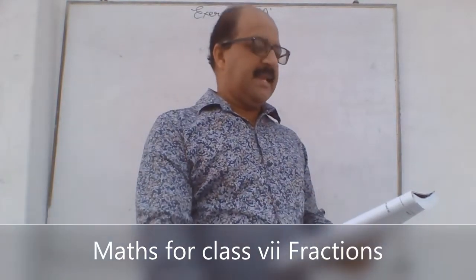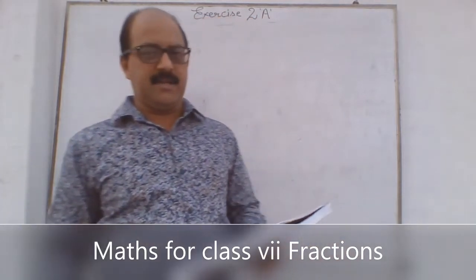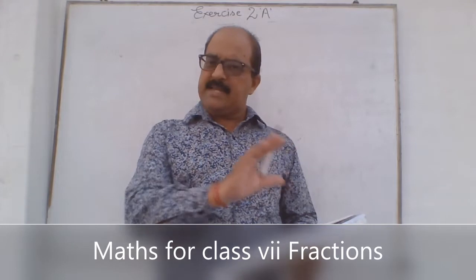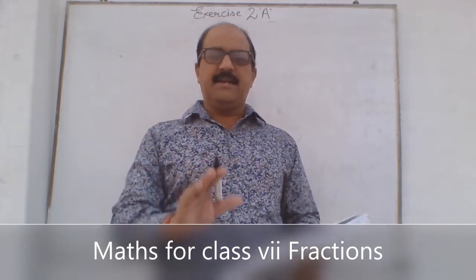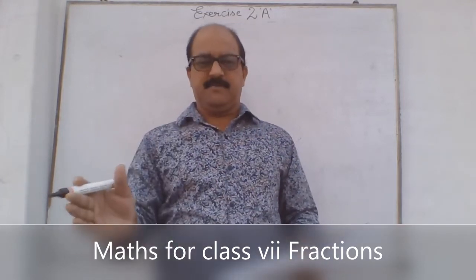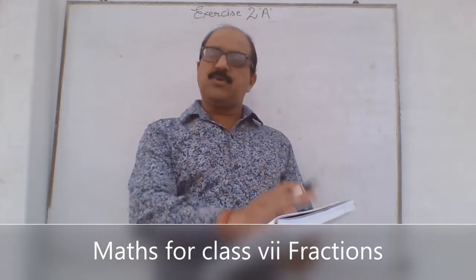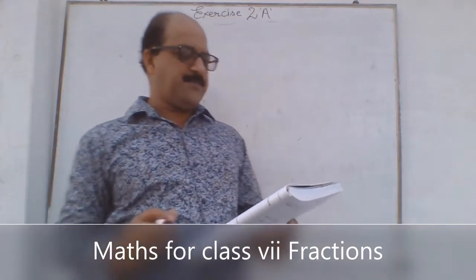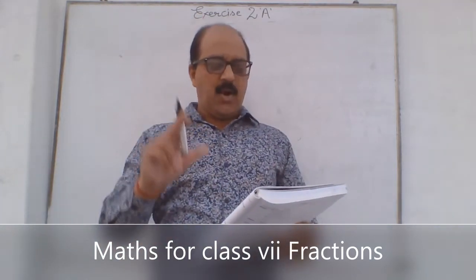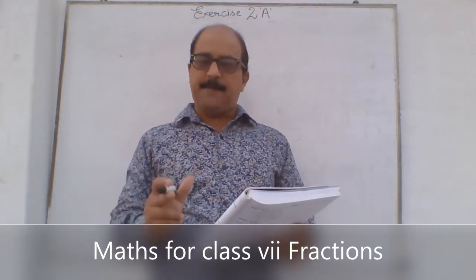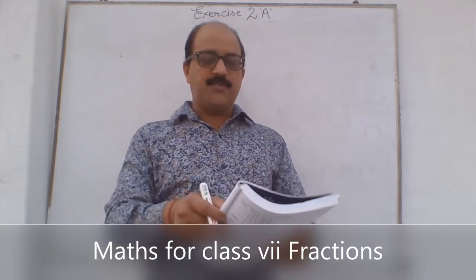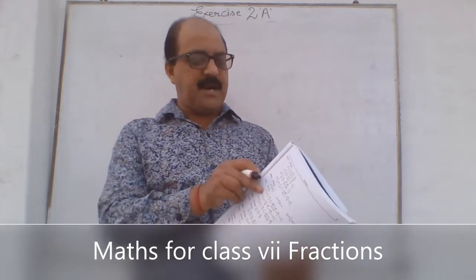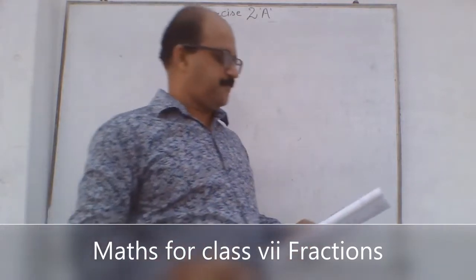Question 3 is, arrange the following fractions in descending order. Same as the previous question, question number 2: arrange them as like fractions and order from greater to smaller. Question number 3 will be solved by the same process. Now question number 4: Renu got 2 by 7 part of an apple while Sonal got 4 by 5 part of it. Who got the larger part and by how much?